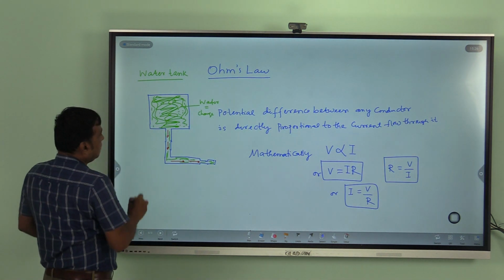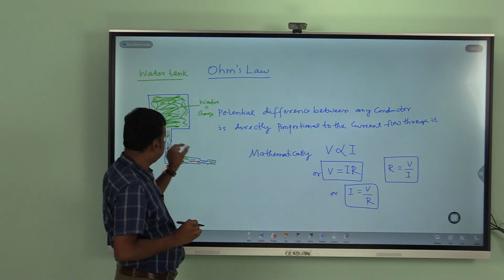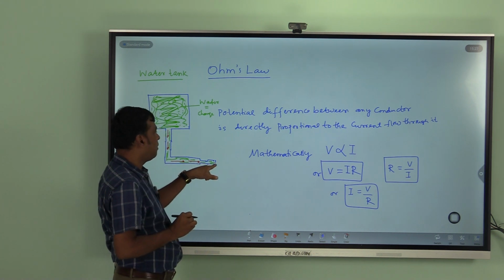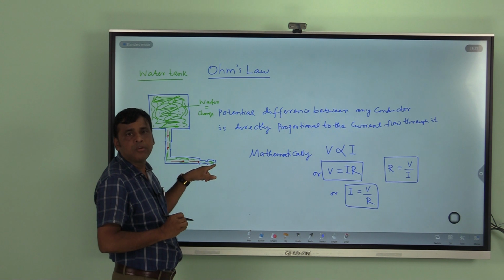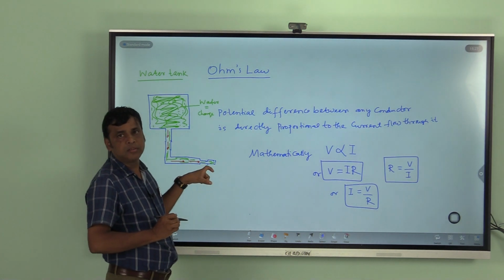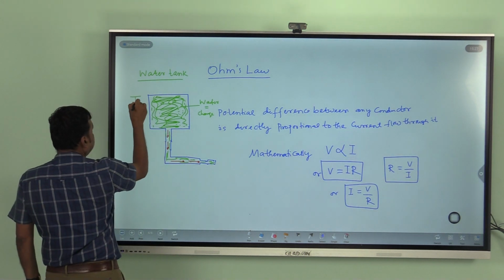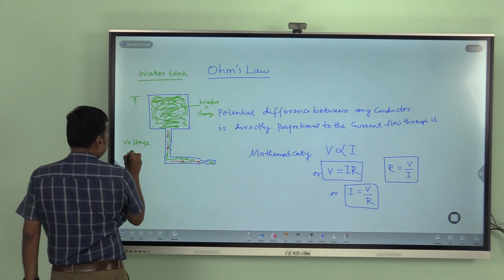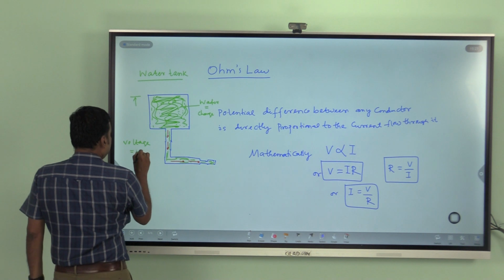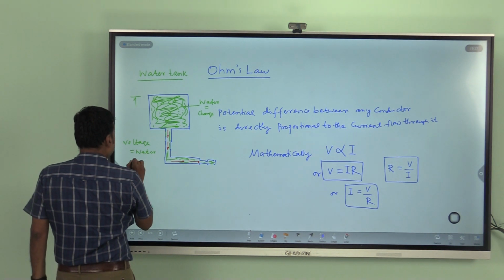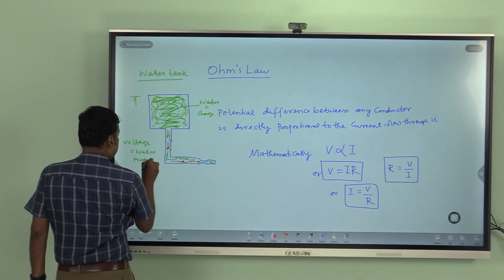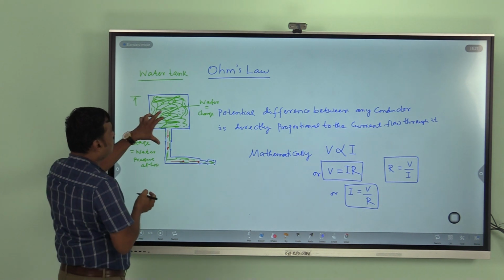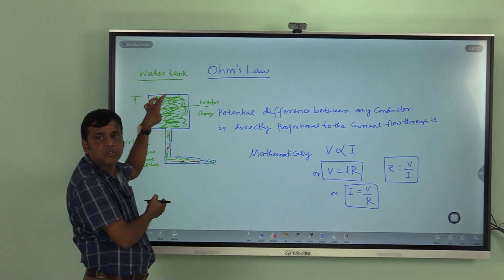We can say that this water is nothing but your charge, and here this is your hose, a pipe, and the water flows through this pipe. The water pressure, we can say, is your voltage. Okay. So, voltage is nothing but your water pressure at the hose. Do you understand or not?